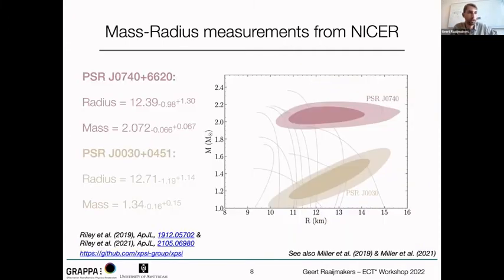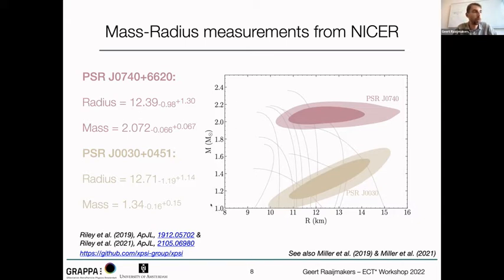And so far, NICER has done this for two different pulsars. I've plotted them here, mass versus radius. The first one was J0030. It had a radius of around 12.7 kilometers plus or minus 1, and a vanilla neutron star mass of 1.3 solar masses. And then more recently, NICER also measured the mass and the radius of J0740, which was interesting because it's the most massive pulsar that we know of. It has a mass of 2.07 solar masses, and this was independently already constrained from radio timing. And it had a very similar radius of around 12.4 plus or minus 1 kilometer.